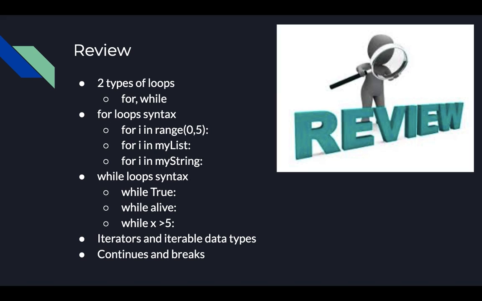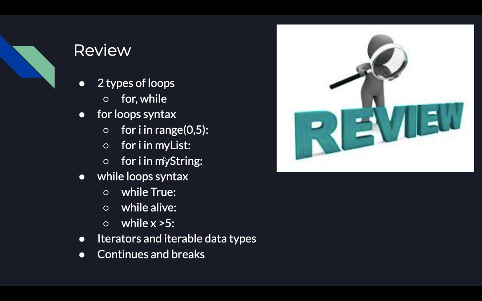Alright, so review. There are going to be two types of loops: for loop and while loop. We talked about this last time, so you should know what this is if you did your projects and homework, which only 1 or 2 people did. For loop syntax is like this: for i in range, or for i in my list, for i in my string. You can iterate through a range, a list, or a string, and you can define how many times you want it to loop.